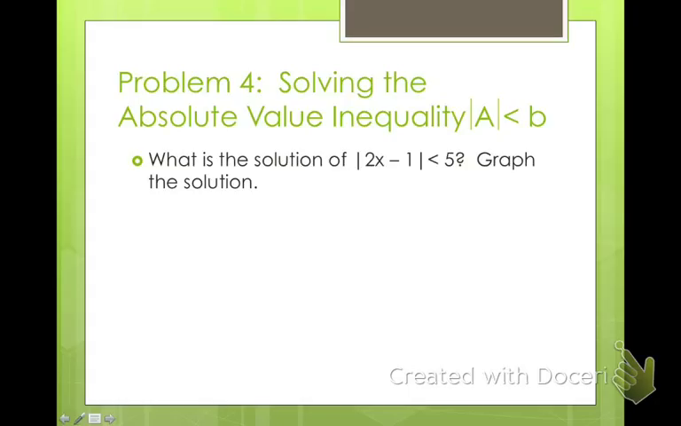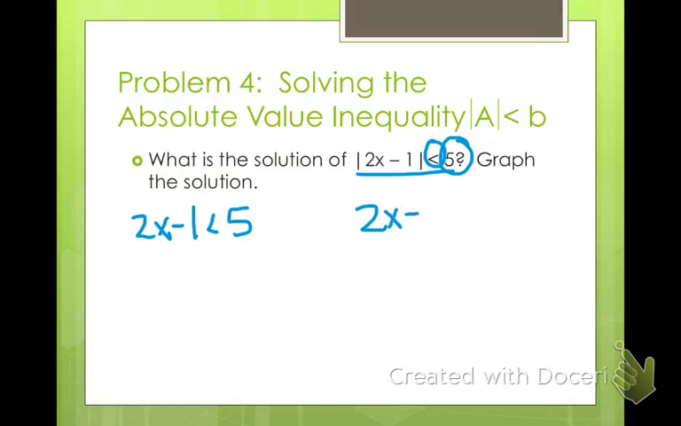Alright, and then with the inequalities, the same rules are going to apply. When you change your sign, you're also going to have to change your inequality sign too. So your book kind of does it as a one-step process. I'm going to go ahead and show you as a two-step process. So your first equation is going to look the exact same. 2x minus 1 is less than 5. Now, when you change your sign on your 5, you're also going to change your inequality sign. 2x minus 1 is greater than negative 5.